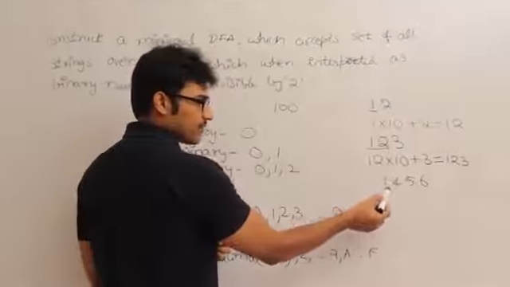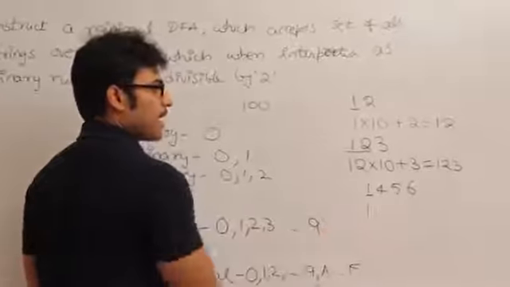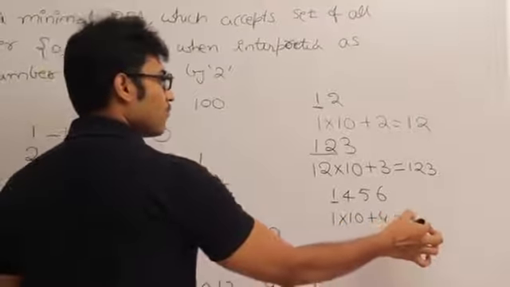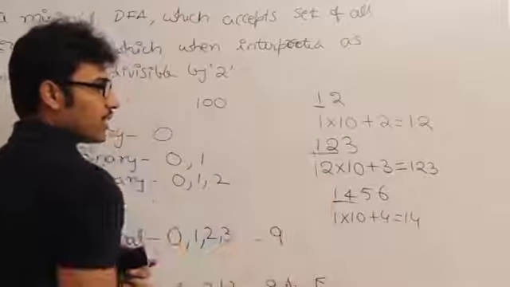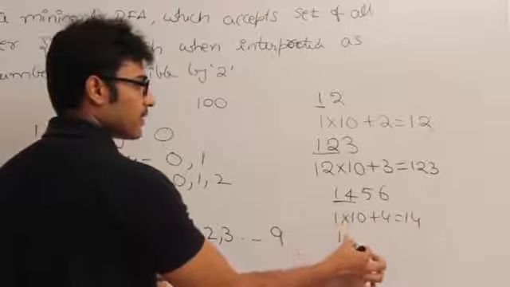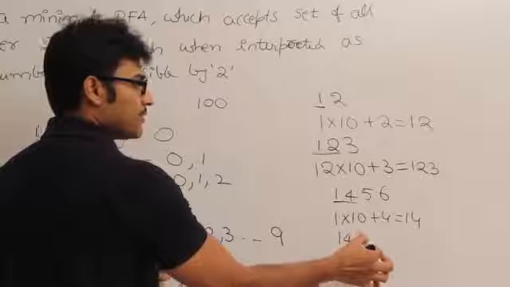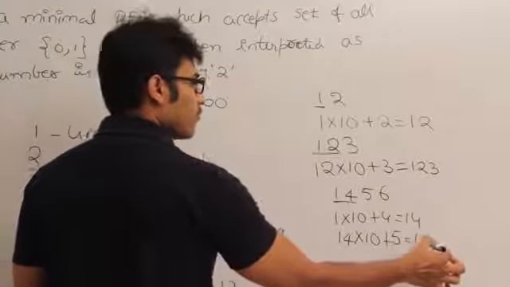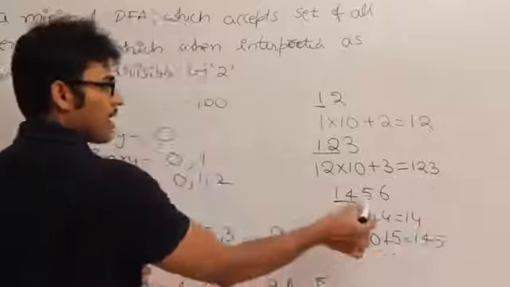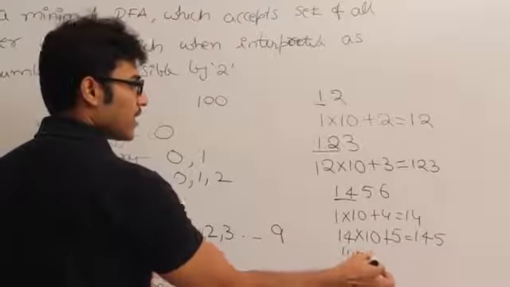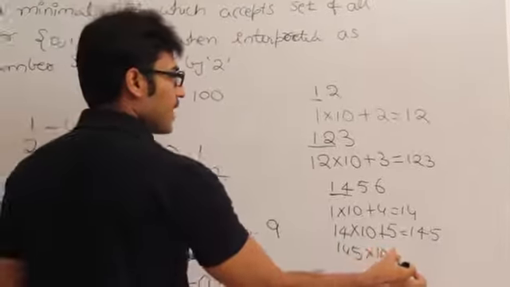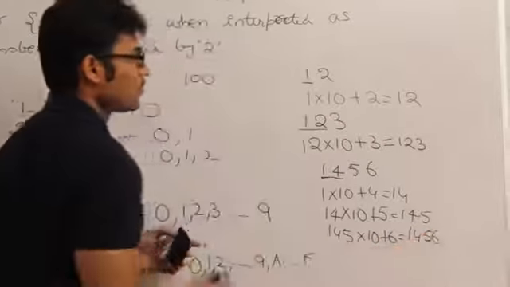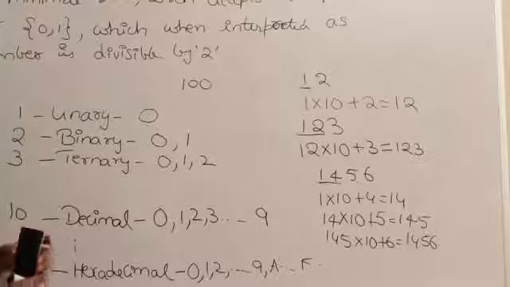I'll take the existing number, first digit 1, and I multiply with the base 10 and I add 4, that is how I got 14. So this one is 14. Now I'll take 14 and I multiply with base 10 and I add 5, next one, that is how I got 145. And I'll take 145 and I multiply with base 10 and then I add 6, it is going to be 1456. So that is how all the numbers in base 10 have to be evaluated.